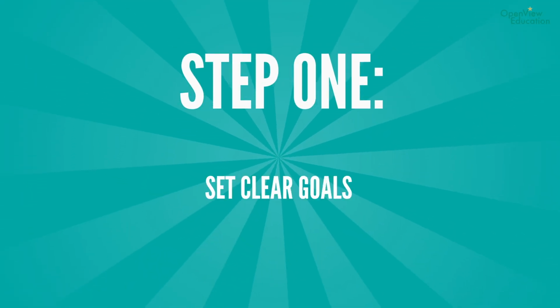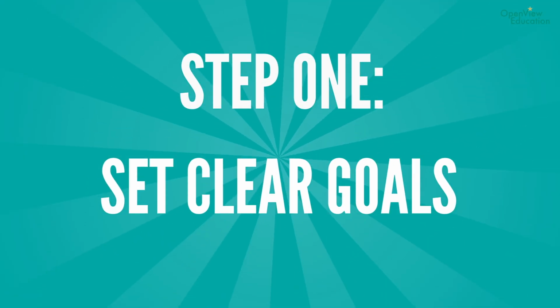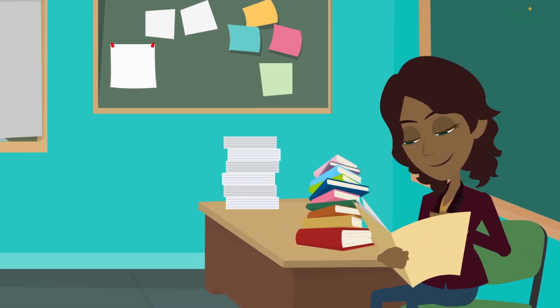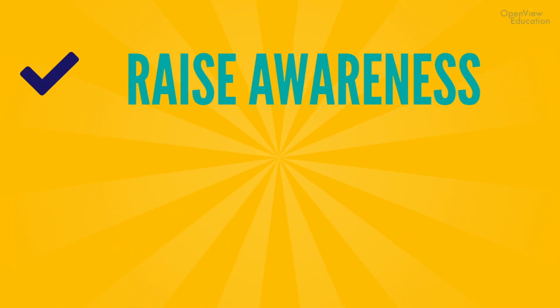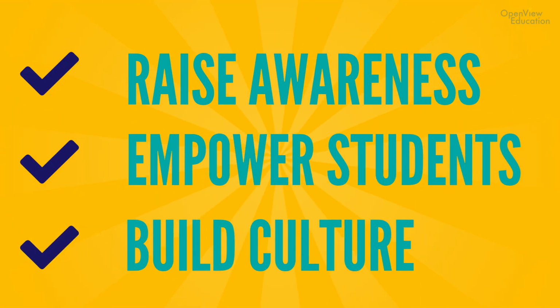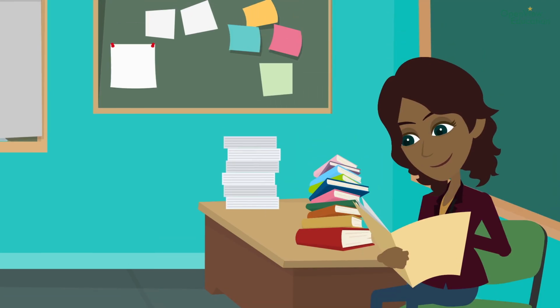Step 1. Set clear goals. Start by setting your goals. Do you want to raise awareness, empower students to speak out, or strengthen your school's whole school approach to preventing bullying? Setting a clear goal helps everyone stay focused and makes it easier to measure impact.